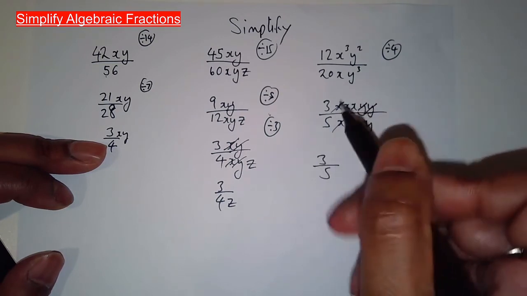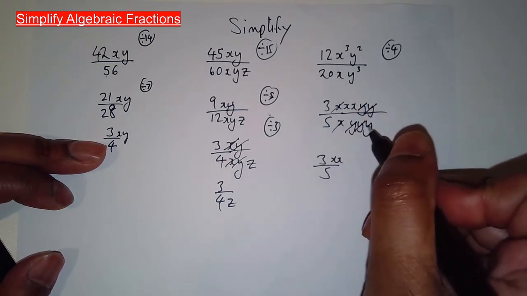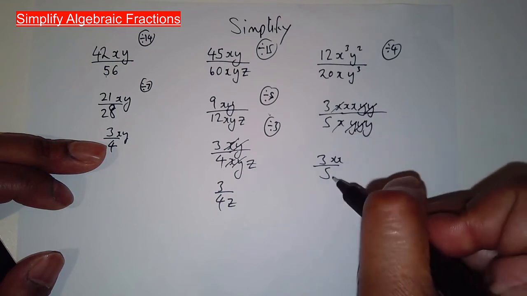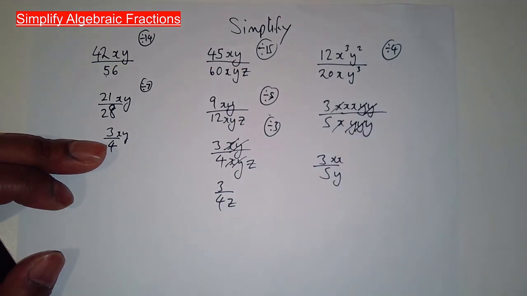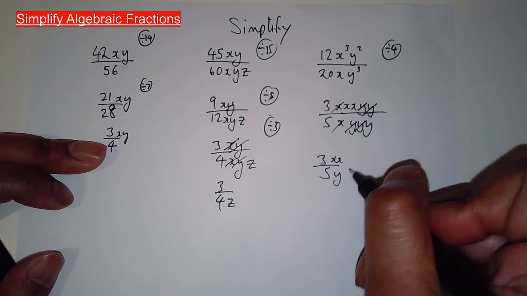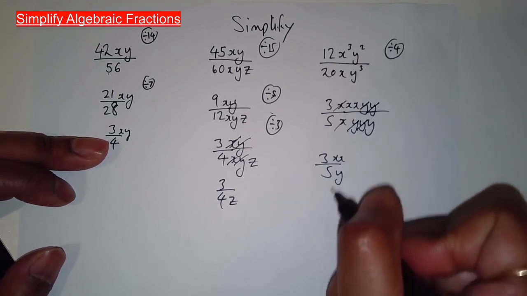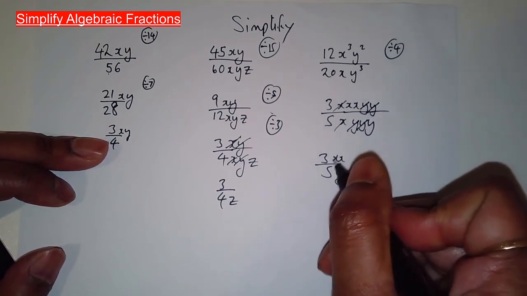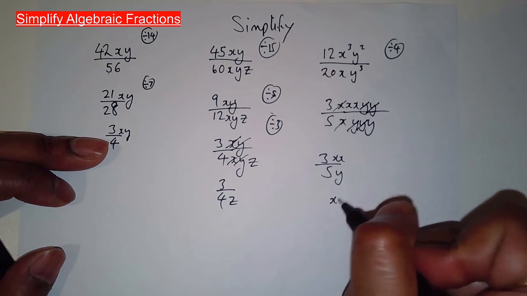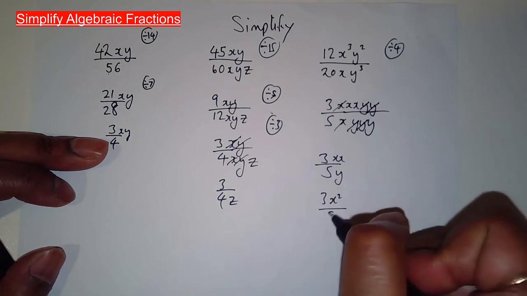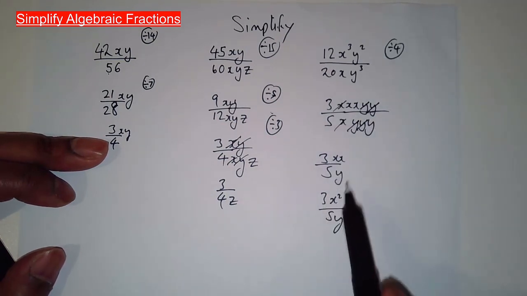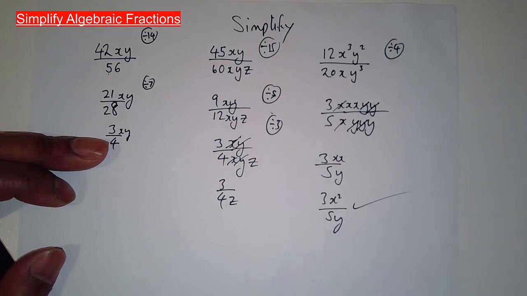So we've got XX, and what else have we got? Just the Y left out. Right, we can just tidy this up a little bit. We can call it 3x squared. X times X is X squared. So you've got 3 and the 5Y, okay? So XX means X squared. That's the simplified form.